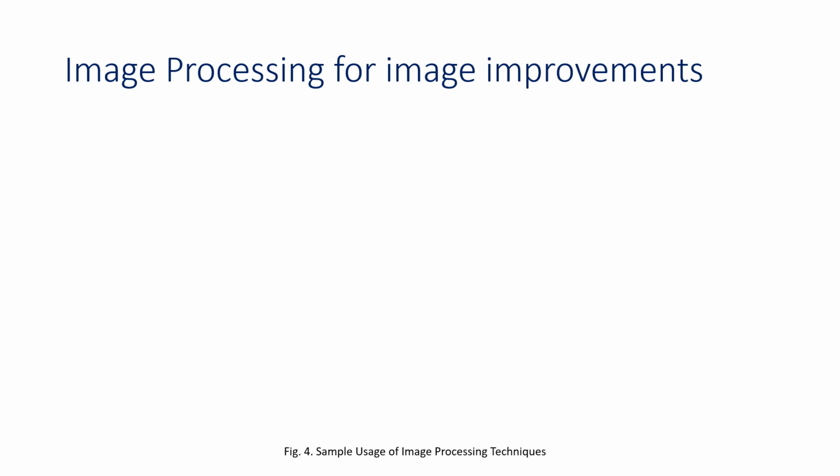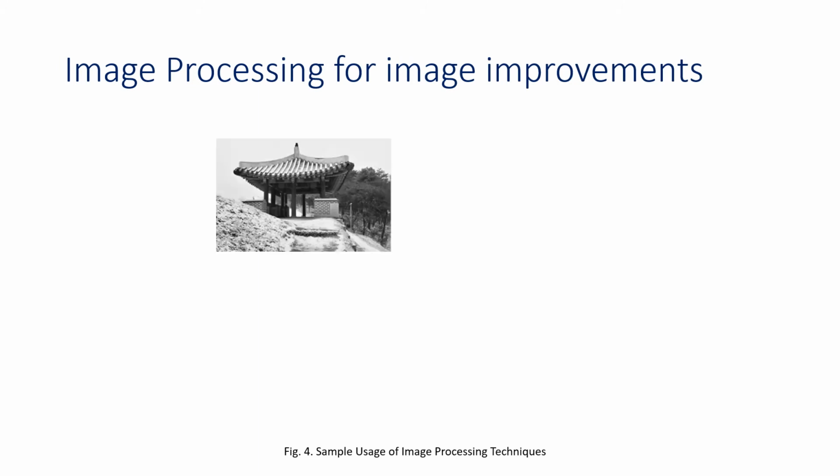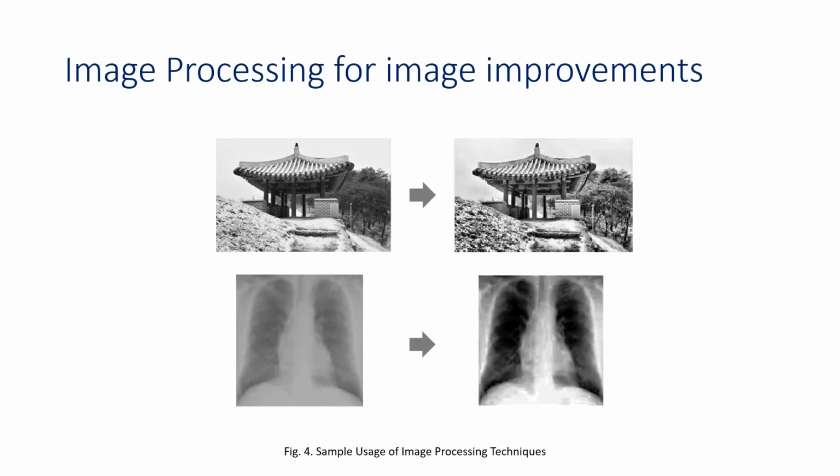The image processing for image improvements is the following. Initially, this is our initial image. It can be enhanced using image processing. So these are the samples. On the left side, these two images are not quite clear from a human point of view, but if we enhance them, we get the images on the right side. The image processing enhances these images.